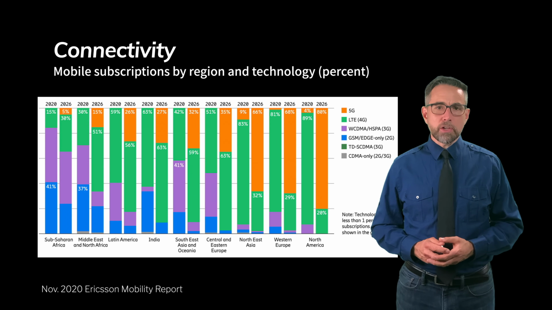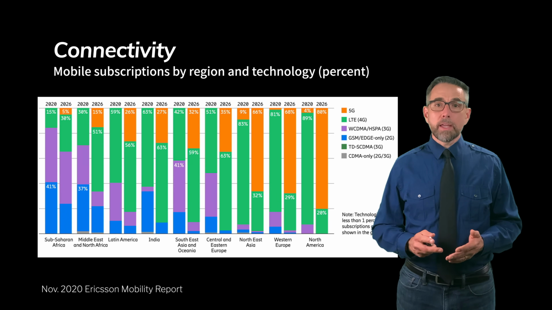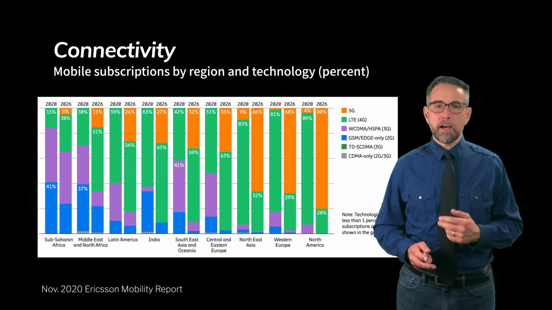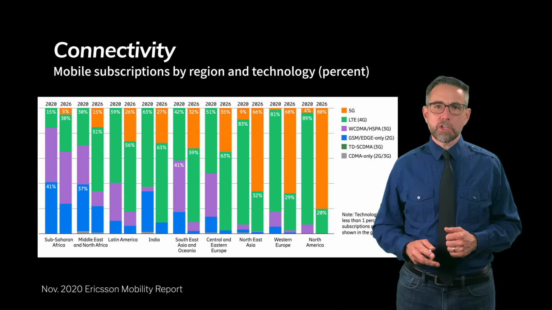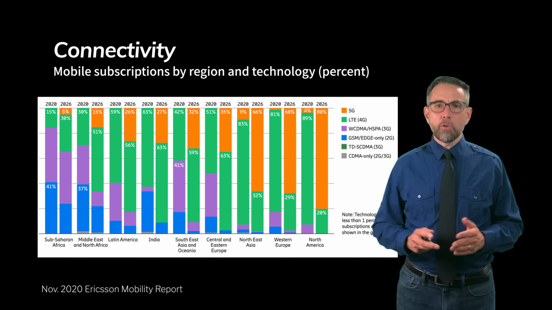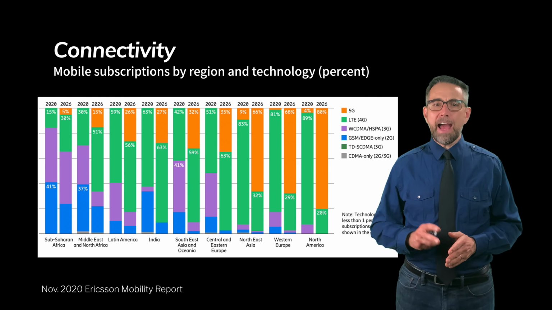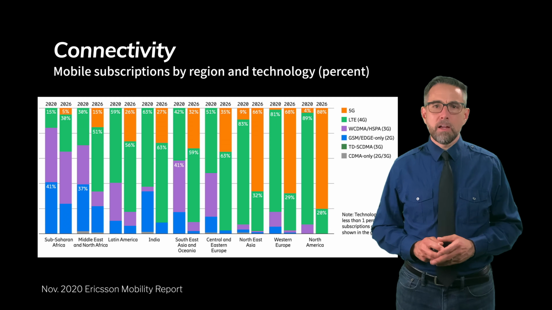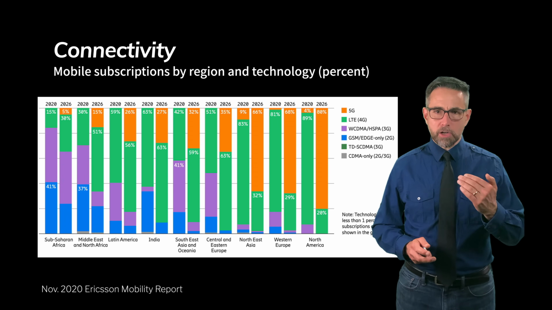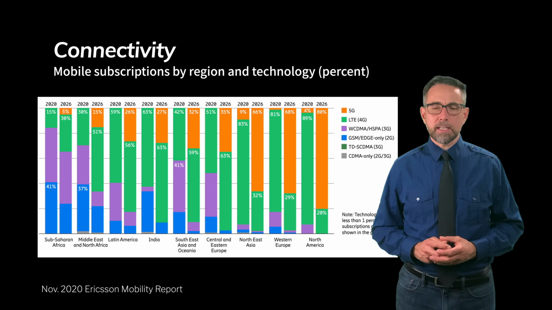As you look at different regions and how the technology is predicted to grow in different regions, we can break it down by the regions along the bottom: Africa, Middle East, North Africa, Latin America, India, Southeast Asia, Oceania, Central and Eastern Europe, Northeast Asia, Western Europe, and North America. And the way this graph is drawn is that every region has 2 bars: the current bar, 2020, and the predicted bar for 2026. The colors in the bar indicate the different technologies, with the technologies at the darker end or at the bottom of the bar being older technologies, and orange being the 5G technology.